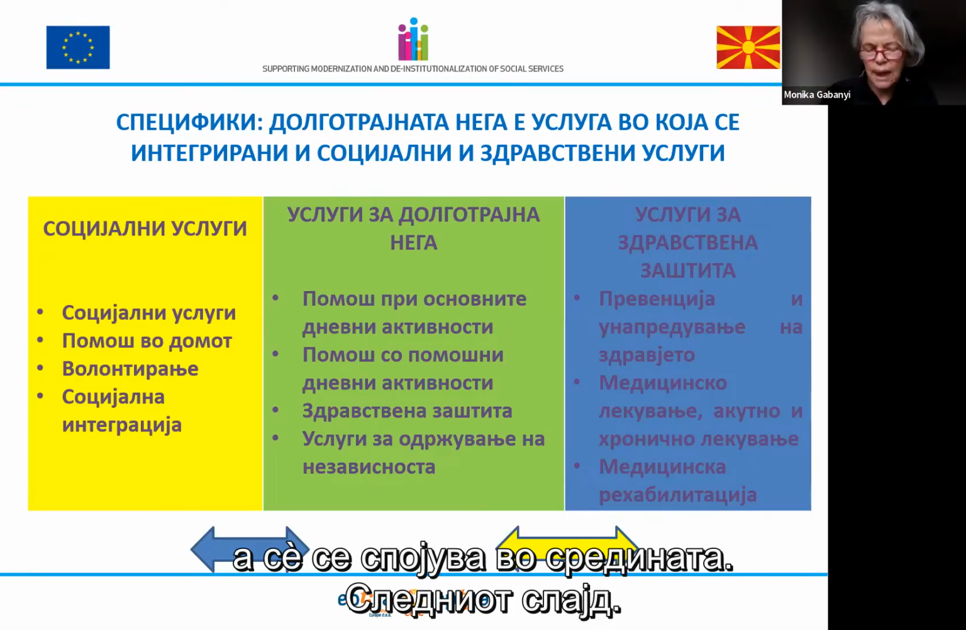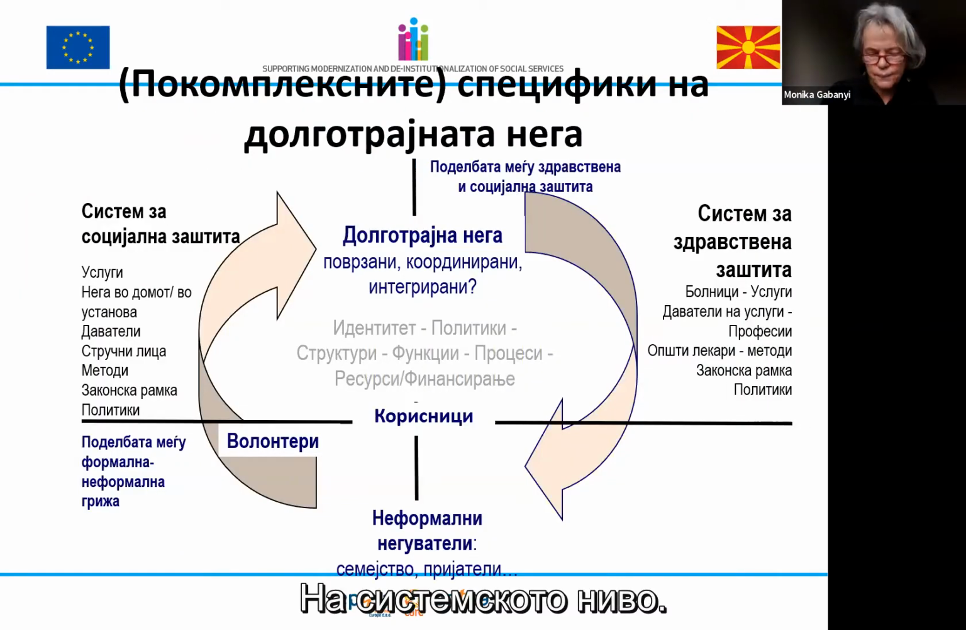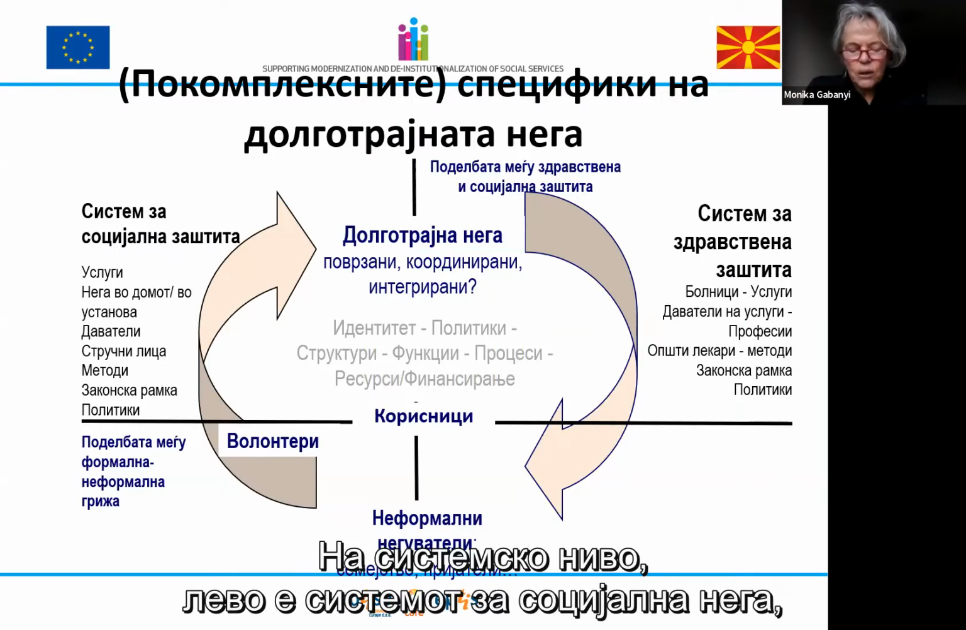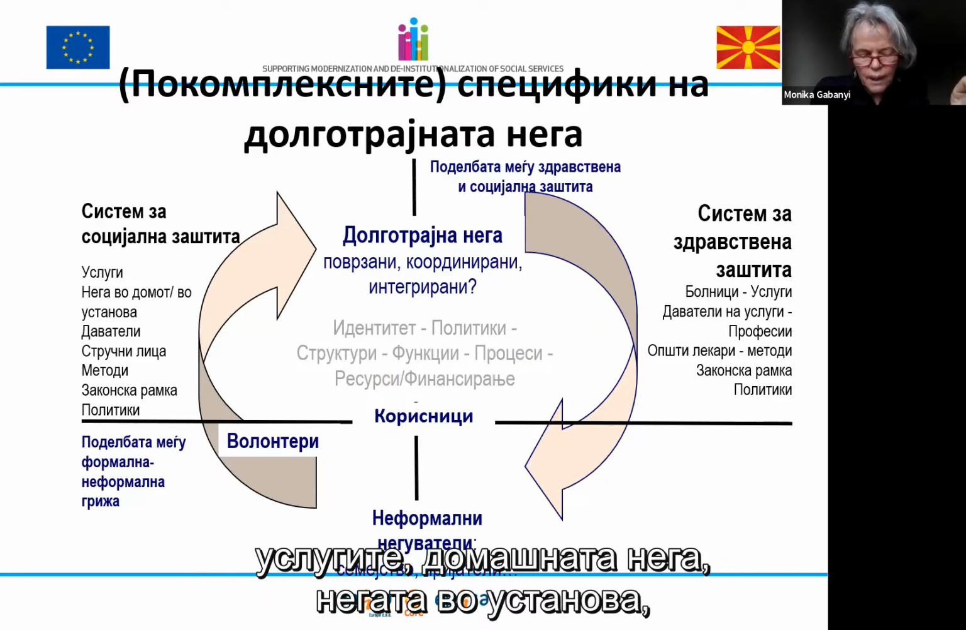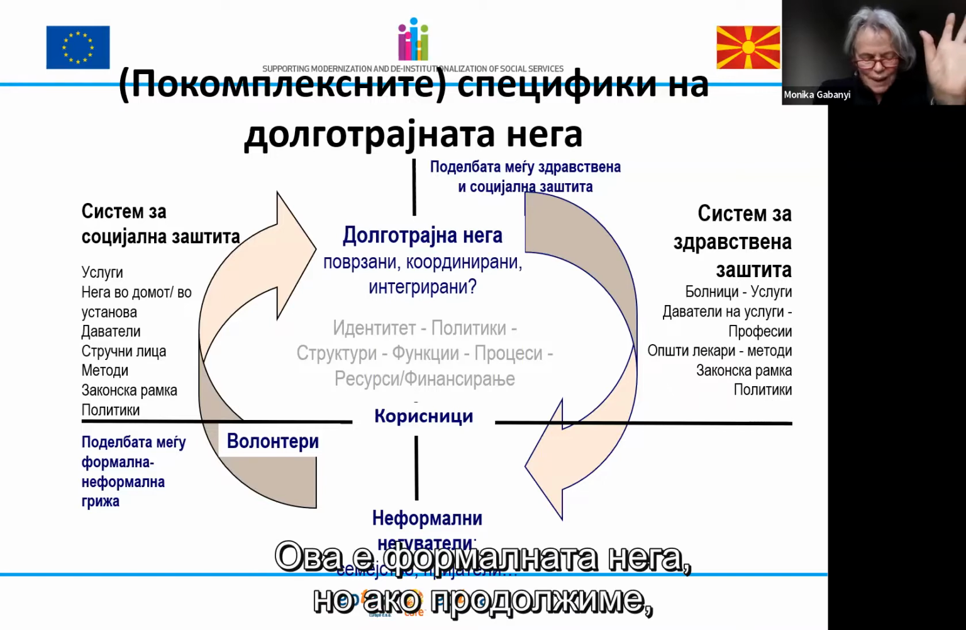Let's go to the next, to the system level. When we go to the system level, on the left we have the social care system: the services, the home care, the residential care, the providers, the professions, the methods, the legal framework, the policies. So this is the formal care.